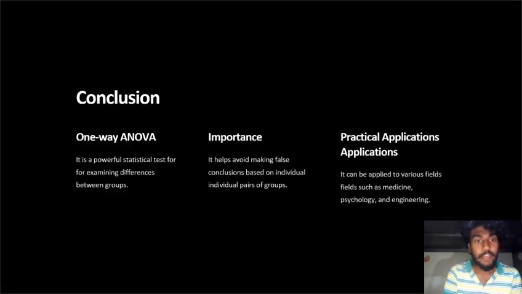Conclusion. One-way ANOVA is a powerful statistical test for examining differences between the groups. Importance: it helps avoid making false conclusions based on individual pairs of groups. Practical applications: it can be applied to various fields such as medicine, psychology, and engineering.